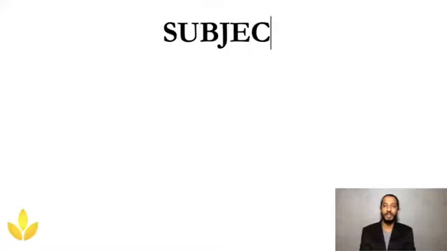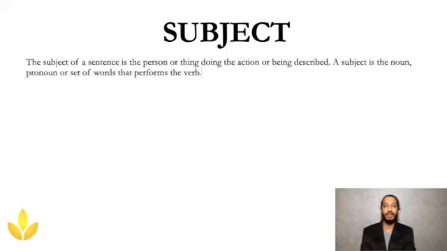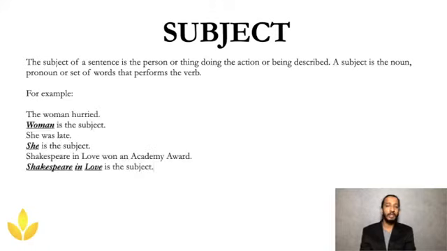Starting off with, what is a subject? Well, to give you the definition, the subject of a sentence is the person or thing doing the action or being described. A subject is the noun, pronoun, or a set of words that performs the verb. Now, an example here should help you understand better what is being called the subject in a sentence. So, let's see the examples here.